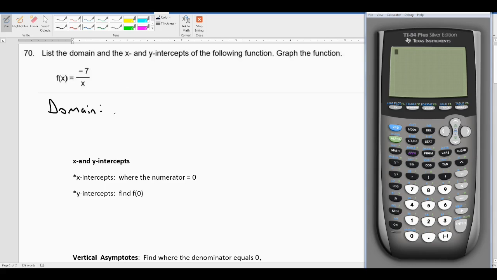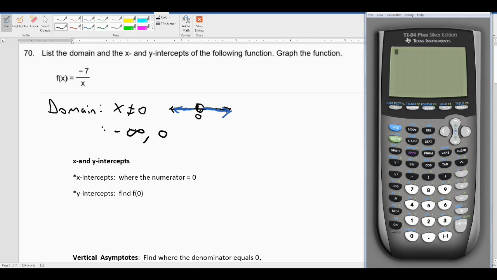Now with the domain, what you want to focus on when you have a rational function is the denominator. The denominator cannot be 0. So in this case, x cannot be equal to 0. So what that's saying is, if you just think of a number line, it's going to exist everywhere except at 0. So it's going to exist everywhere to the left and everywhere to the right, but it's not going to exist at 0.